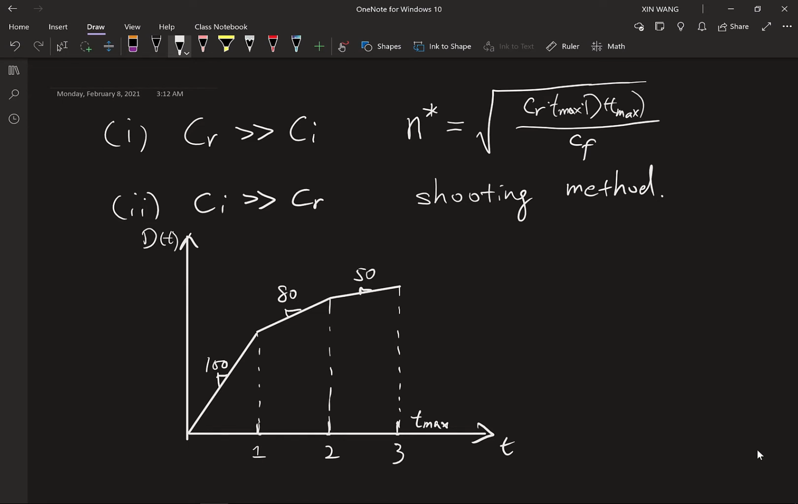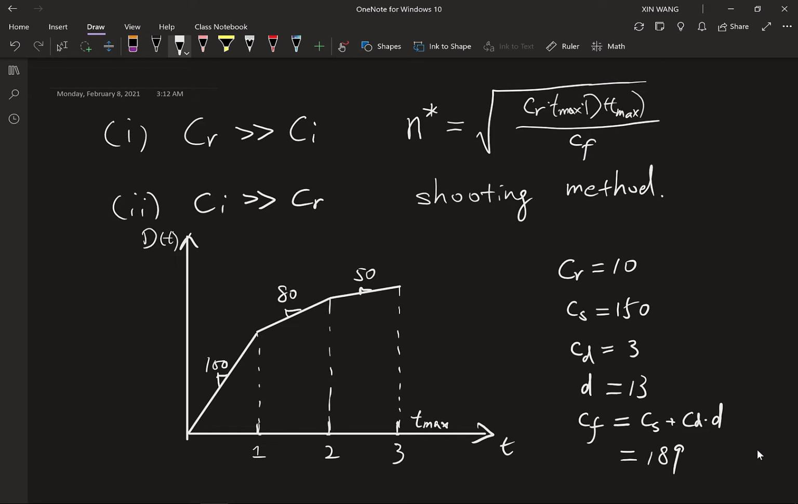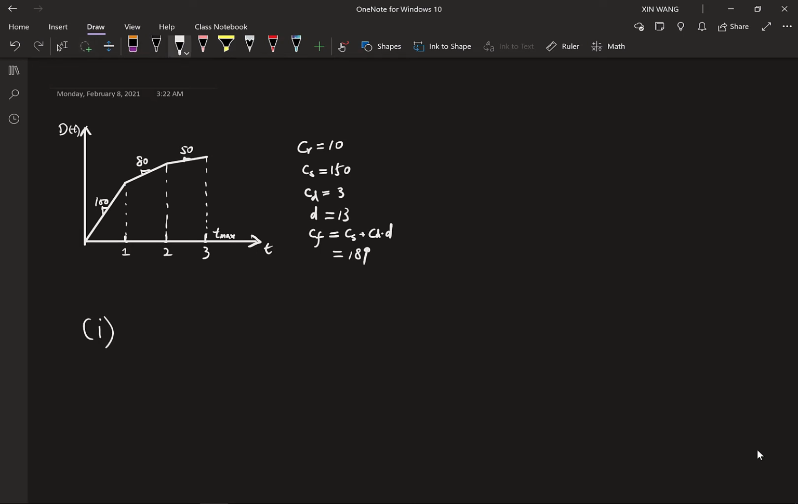Okay, and then we have the parameter settings. Our rent cost is 10. Our stopping cost is still 150. Our mileage cost is 3. Our distance is 13. So similarly, we can have our fixed cost to be stopping cost plus mileage cost, 189. So let's solve this problem in different cases. First, let's consider the case when the rent cost is significantly larger than the waiting cost. To apply our formula, we only need to know what d Tmax is.